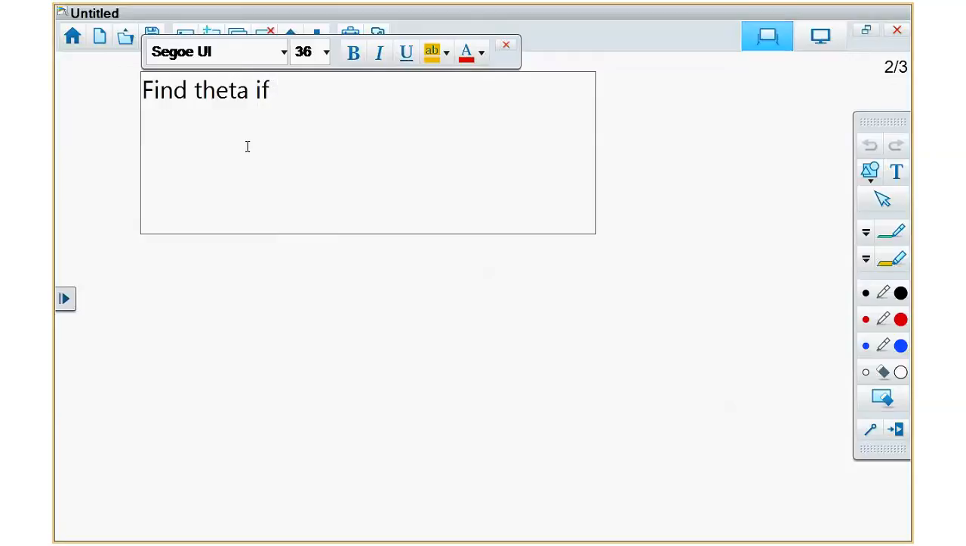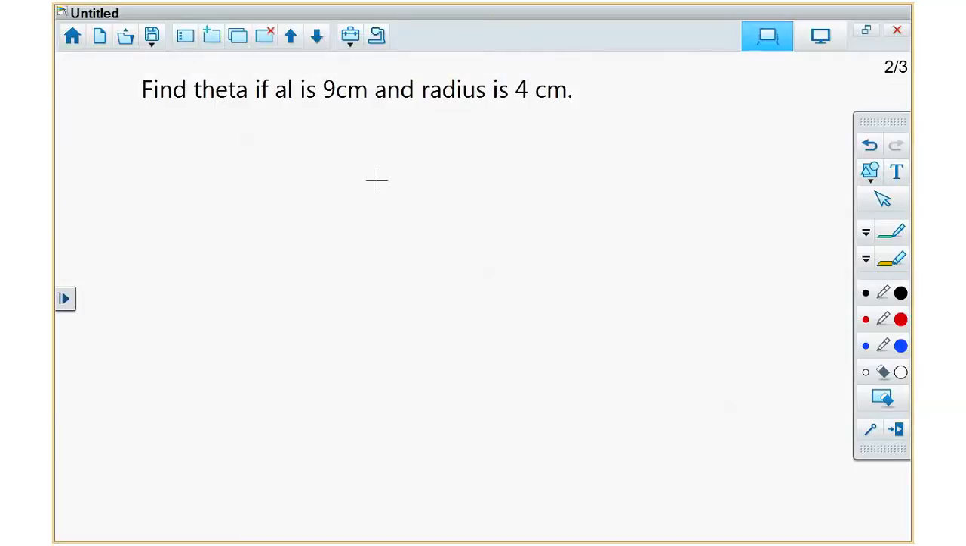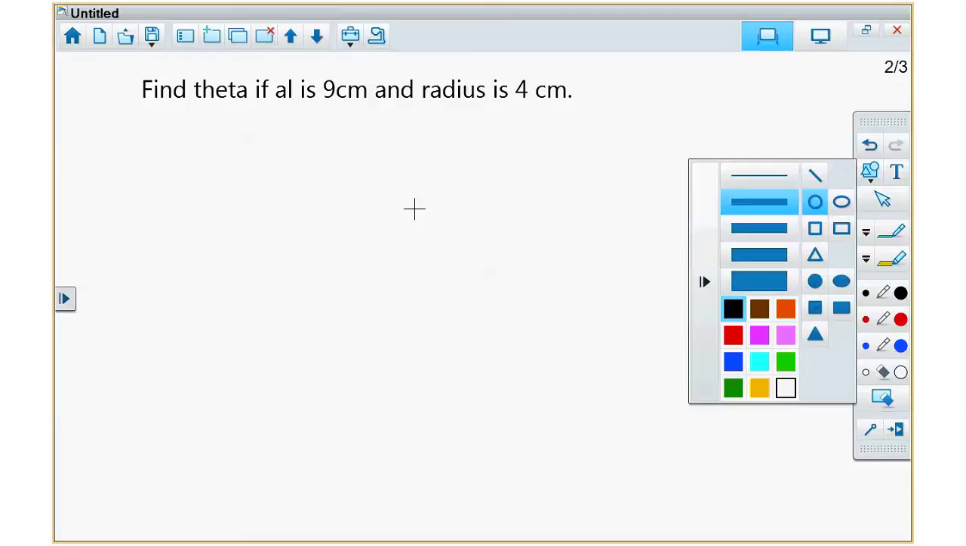Find theta if the arc length is 9 centimeters and the radius is 4 centimeters. If I can draw a handy dandy circle here.